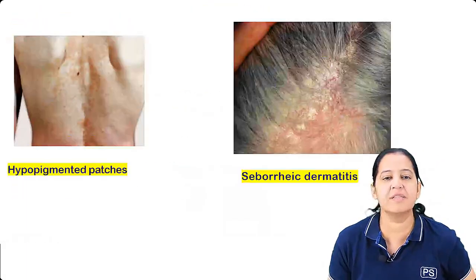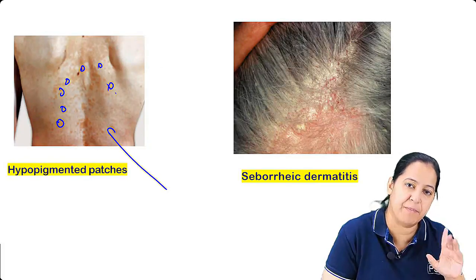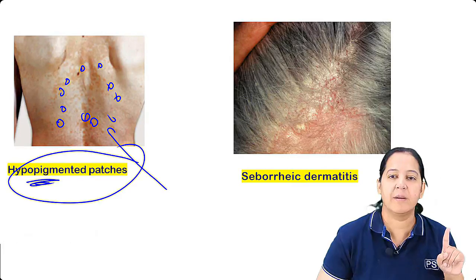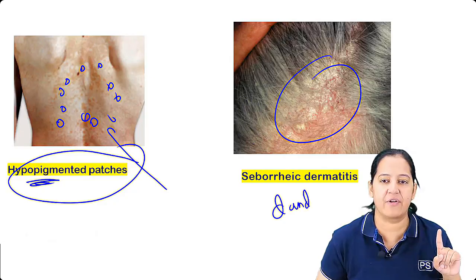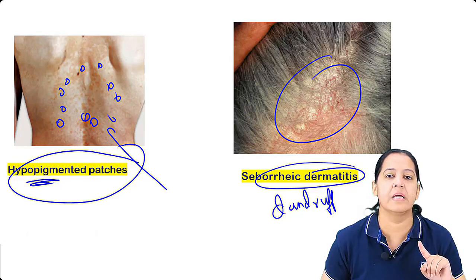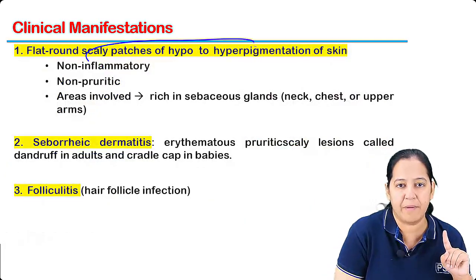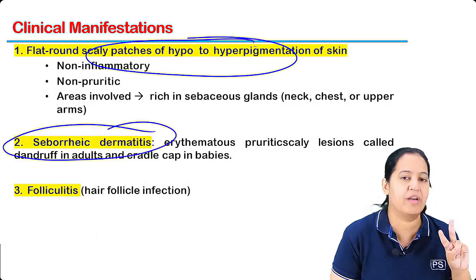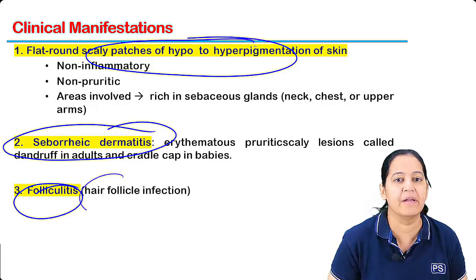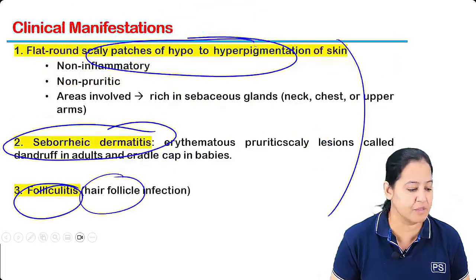So what are the symptoms? Number 1, the patient has hyper or hypopigmented patches, mostly hypopigmented patches. Number 2, the patient has dandruff. Dandruff is a disease of the hair. The dandruff is known as seborrheic dermatitis. So basically, it causes hyperpigmented patches. Number 2, it causes seborrheic dermatitis, that is dandruff. Number 3, there is infection of the hair, folliculitis, meaning hair follicle infection. So this disease has 3 symptoms. Maybe I have written the symptoms also in the chart.